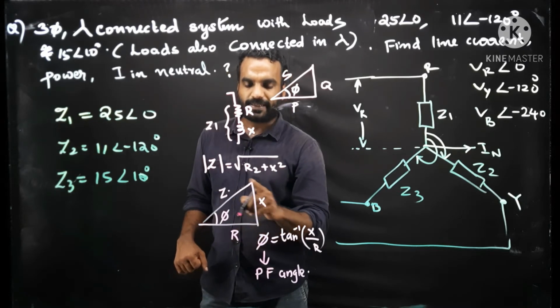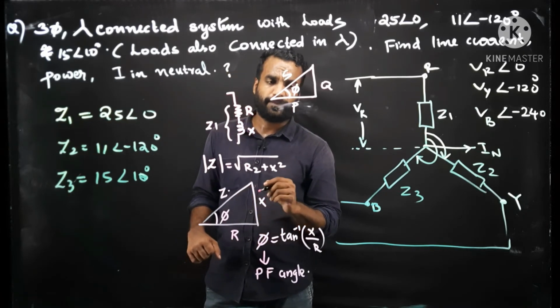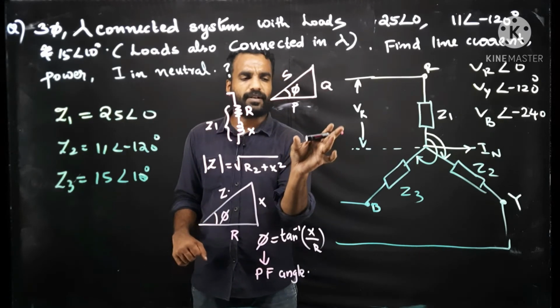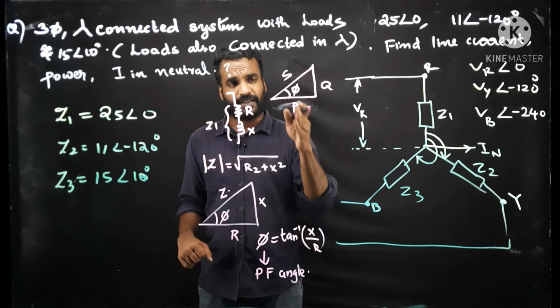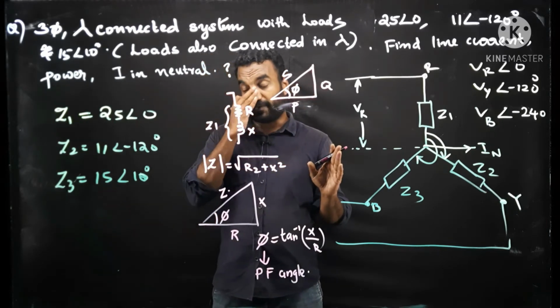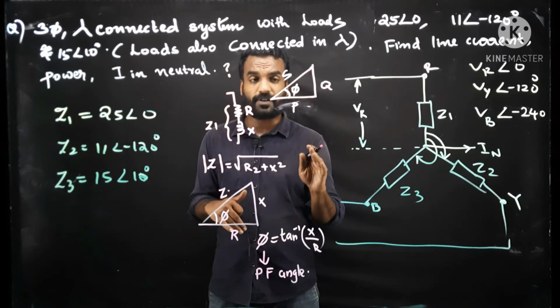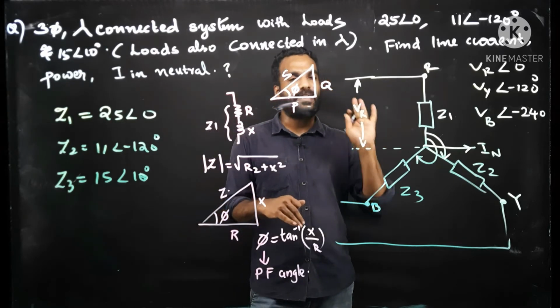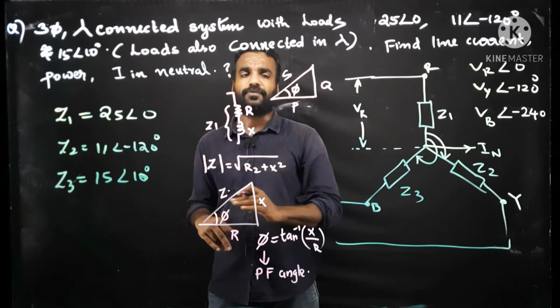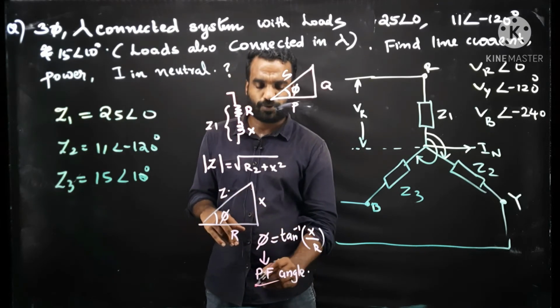The angle between R, X, Z will also be phi. And in an RLC circuit, if you draw VR, VL, such a triangle, that angle is also phi. These things were covered in our previous lecture series on circuits and network, where RLC series and RLC parallel networks were very well explained. If you have doubts, please refer to that. So, you should be very clear on this.